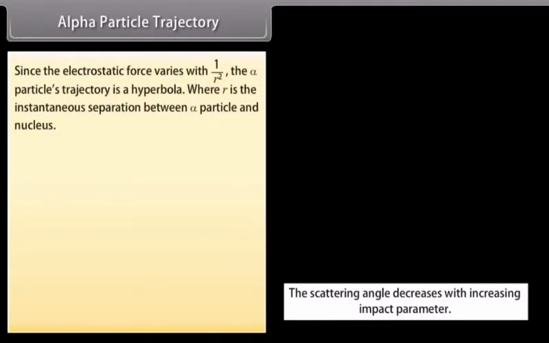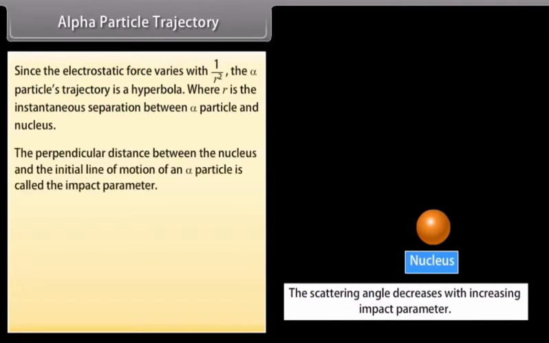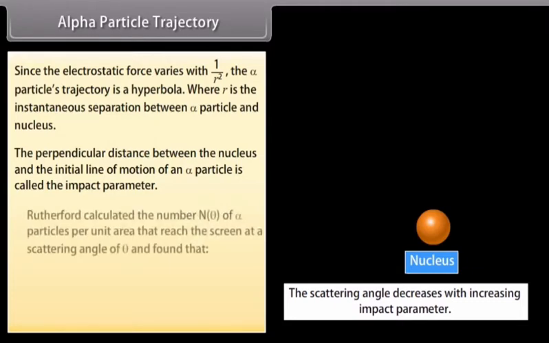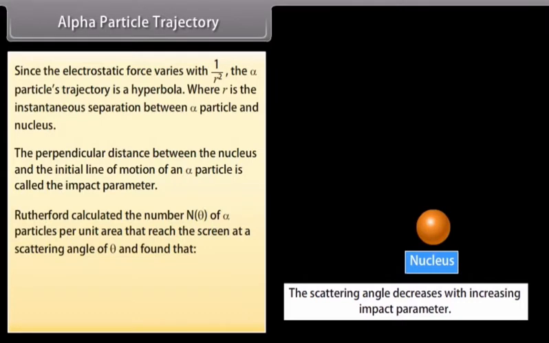Alpha particle trajectory. Since the electrostatic force varies with 1 upon r square, the alpha particle's trajectory is a hyperbola, where r is the instantaneous separation between the alpha particle and nucleus. The perpendicular distance between the nucleus and the initial line of motion of an alpha particle is called the impact parameter. Rutherford calculated the number N theta of alpha particles per unit area that reach the screen at a scattering angle of theta and found that N theta is inversely proportional to sin theta upon 2 raised to the power 4.